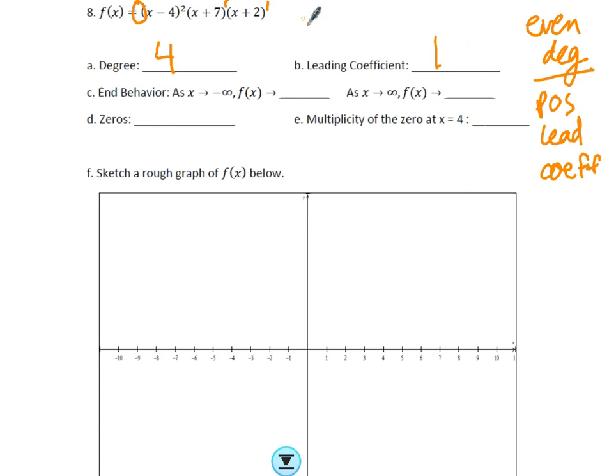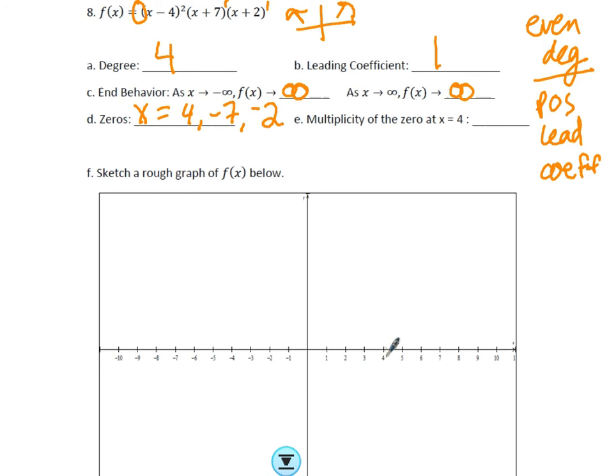So again, my little sketch here, ends both go up. So as x approaches -infinity, we're going up. F of x approaches positive infinity. Same thing here, as x approaches positive infinity, we're going up. The zeros can be found by changing the signs of each factor. So x equals 4, -7, and -2.